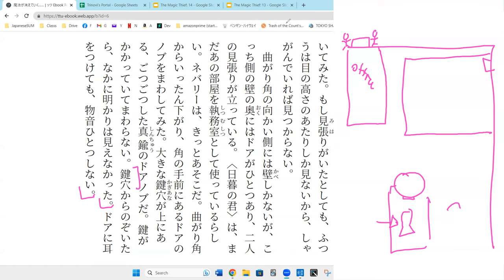Mienakatta. Doa ni mimi o tsukete mo, oto hitotsu shinai. Mono oto.